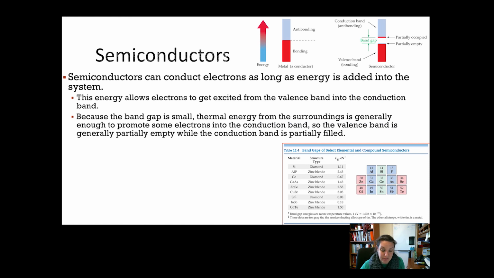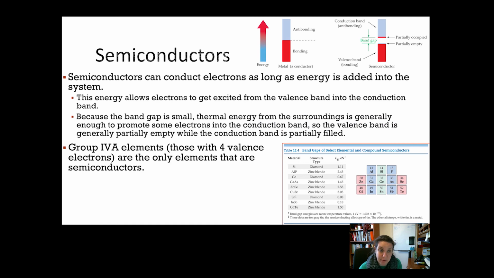But generally there is enough to have some electrons go into the conduction band at all times, so we always have some electrons within our semiconductor's conduction band. We have the elemental semiconductors. These are going to be things with 4 valence electrons, so stuff like carbon, silicon, germanium, and tin are going to be group 4A elements that form semiconductors.